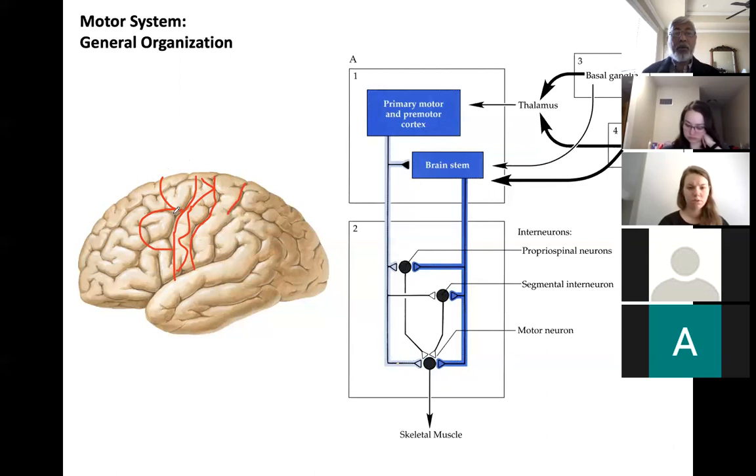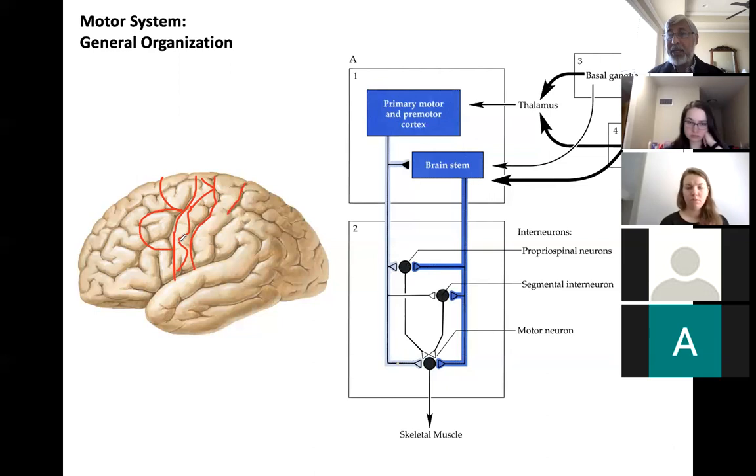Now, we said all execution will be from the precentral gyrus, right? So what the premotor area or supplementary motor area is doing is planning the action. What are you trying to do? They will plan the movement, and when they finish planning, they will send the information to the primary motor area, which will now do the execution.